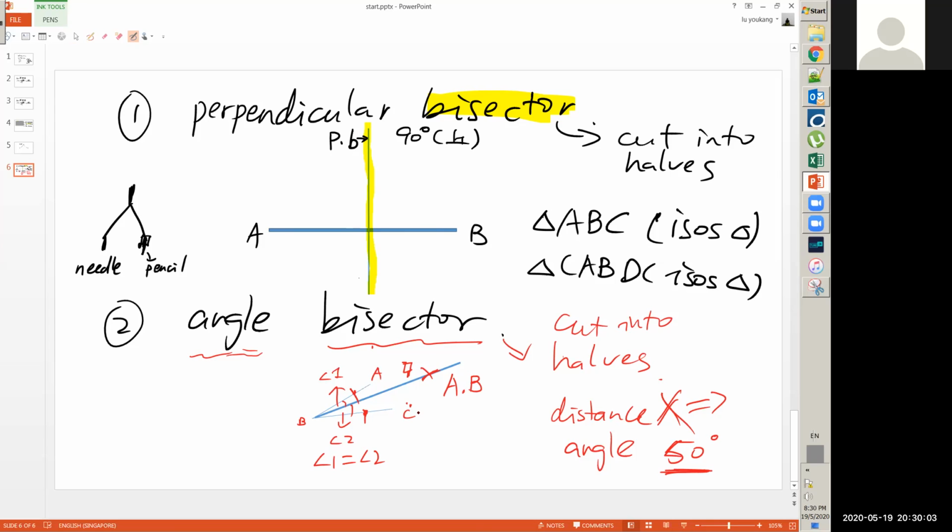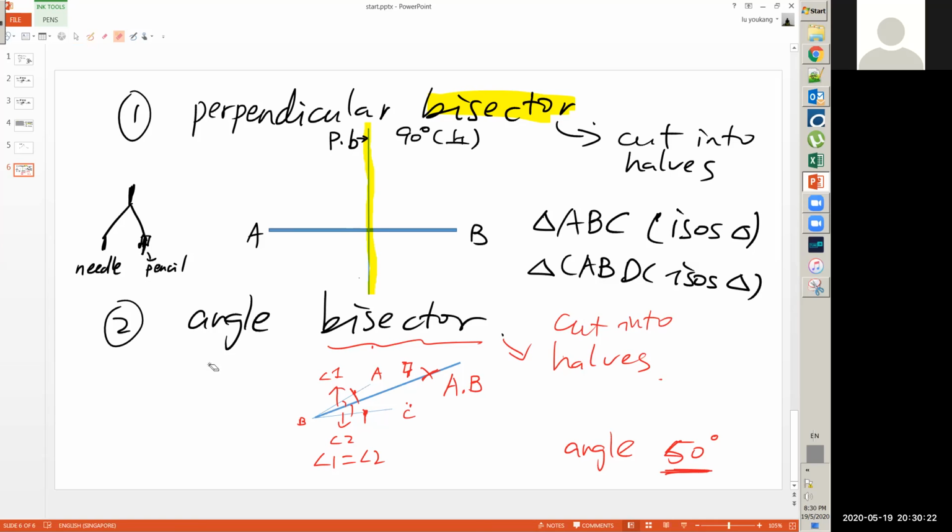I'm not concerned about distance here, because that's why this is called the angle bisector. Nothing to do with length here. Nothing to do with distance.